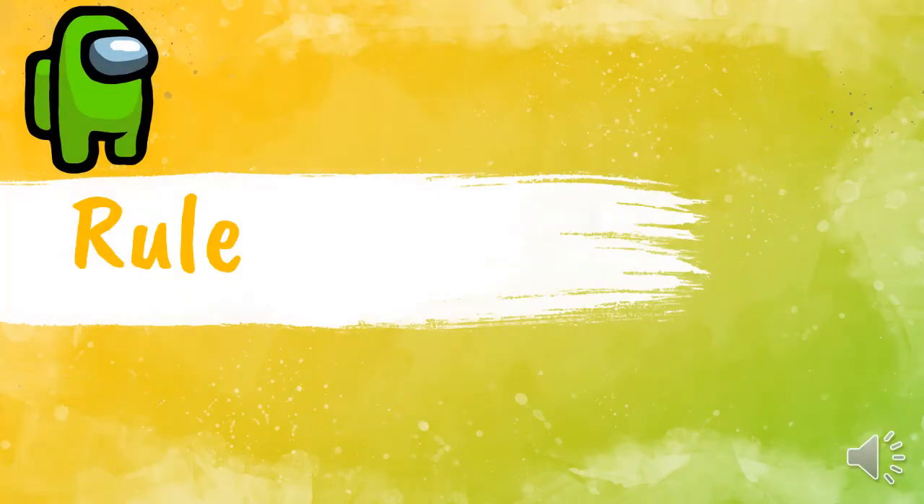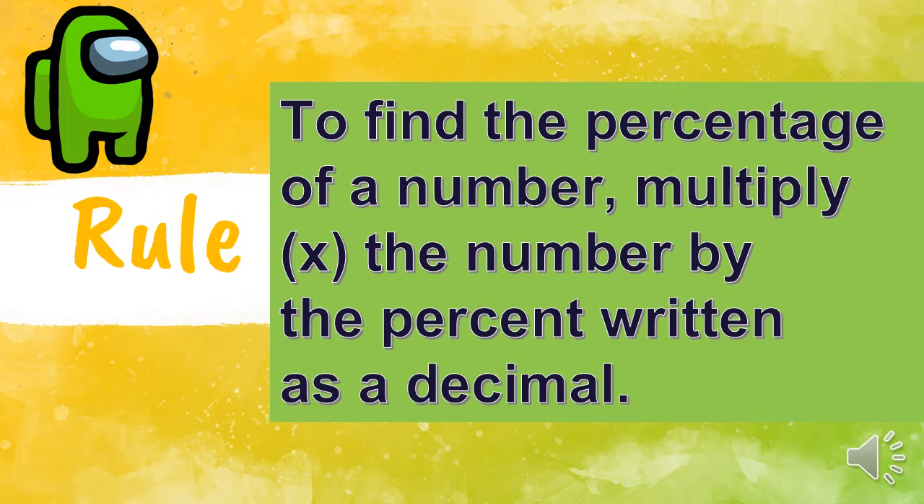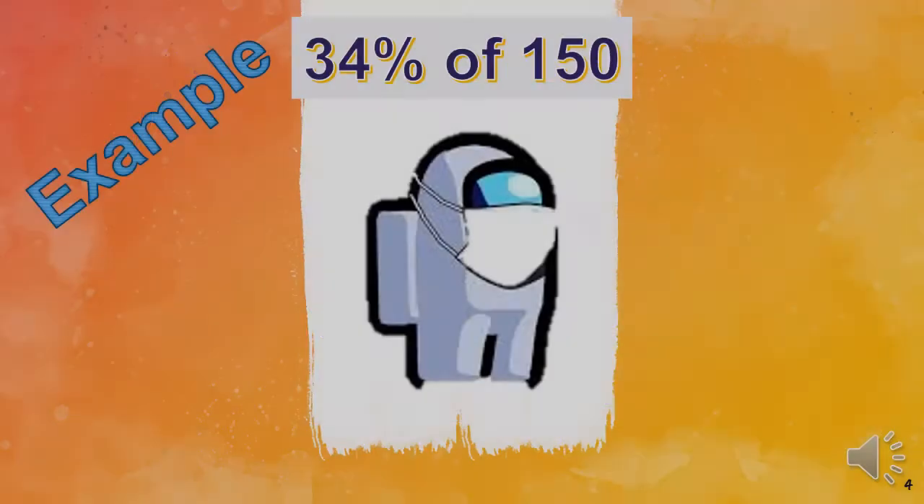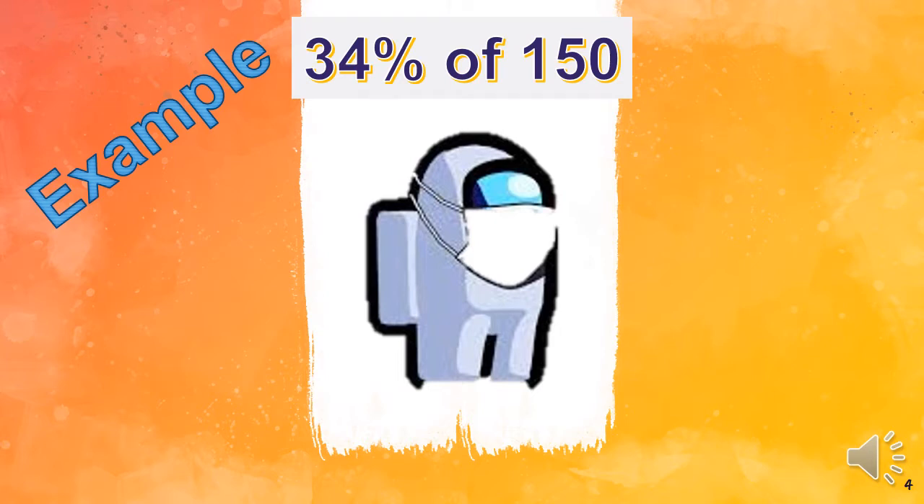Rule to find the percent of a number. To find the percentage of a number, multiply the number by the percent written as a decimal. Example, 34% of 150. Remember the rule. Multiply the number, which is 150, by the percent written as a decimal. 34% written as a decimal is 0.34.